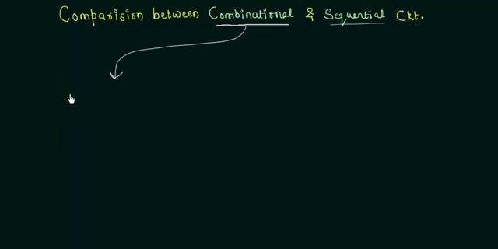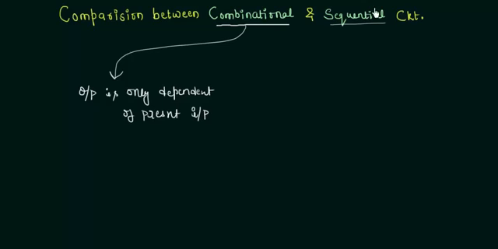A combinational circuit is one in which the output is only dependent on the present input. So let me write it down. The output is only dependent on present input. Okay, present input.